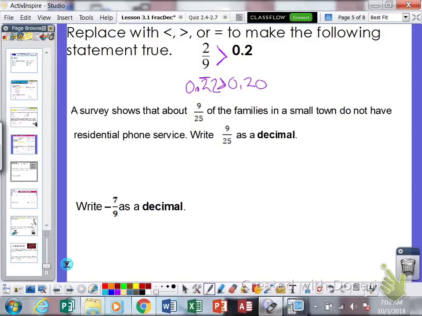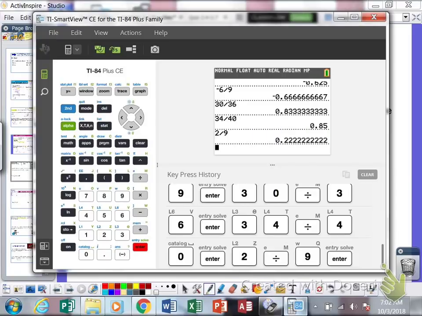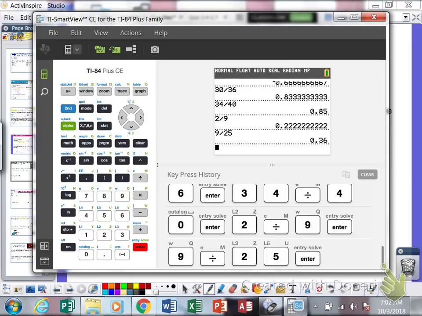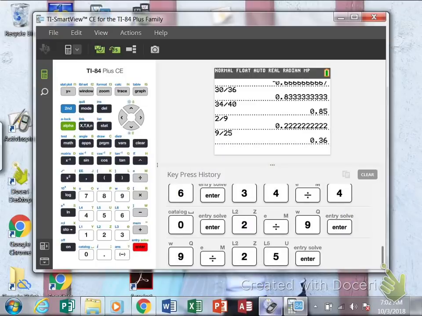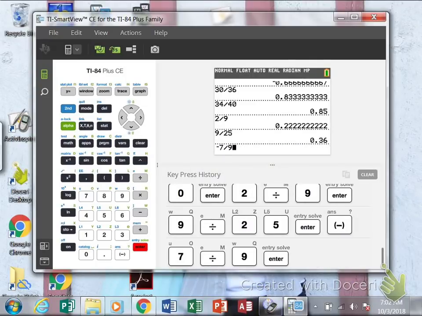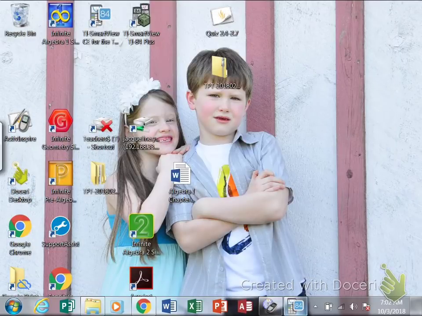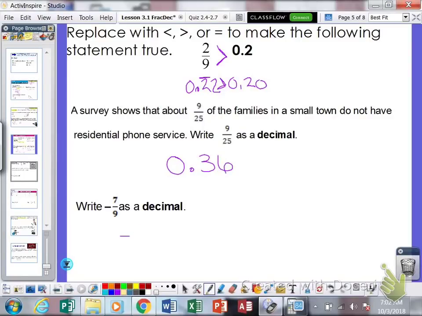A survey shows about 9/25 of families in a small town do not have residential phone service. Write 9/25 as a decimal. Okay, so 9 divided by 25 is 0.36. And write -7/9 as a decimal. So -7/9 is -0.777777. So this is a repeating decimal. So we go to -0.7 repeating. And that is fractions and decimals.